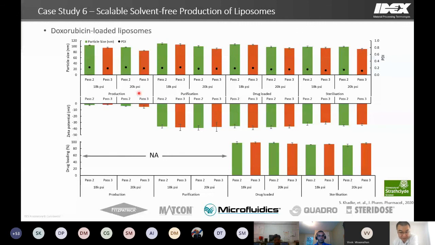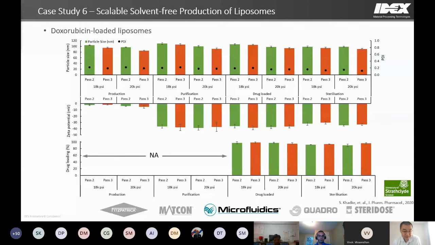With the higher pressure or more number of passes, slightly resulting smaller particle size and smaller PDIs. But in all these conditions, you can achieve the desired size, and you can also see the particles are very stable throughout the process. The size and distribution, even the surface charge and drug loading all stay fairly constant.